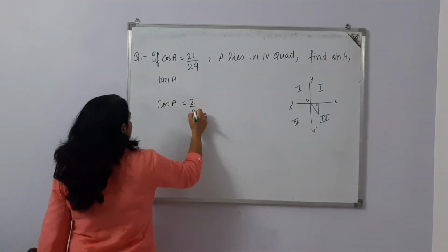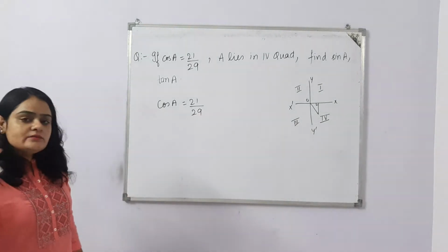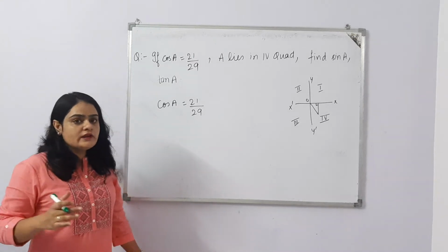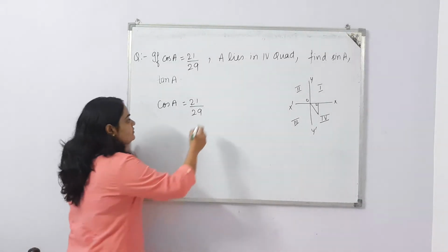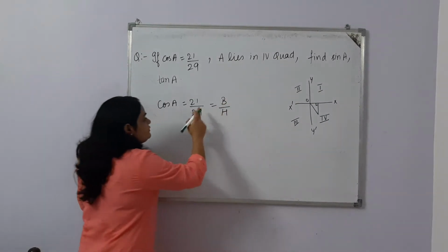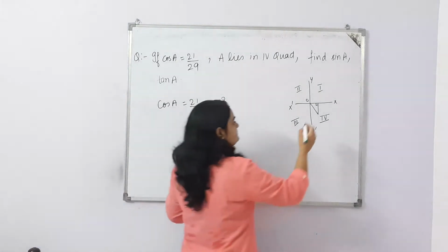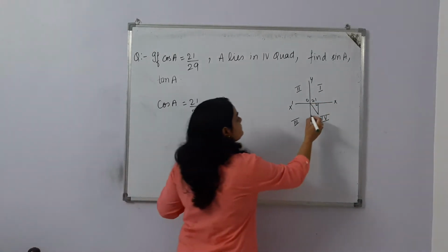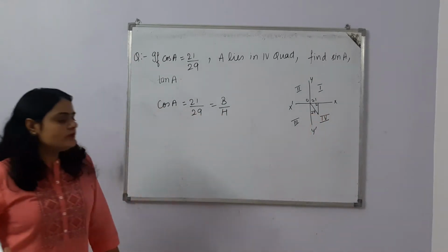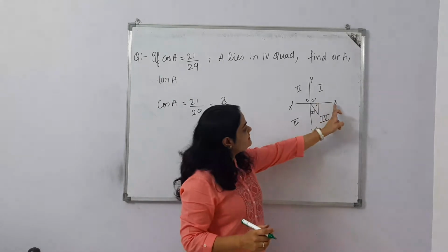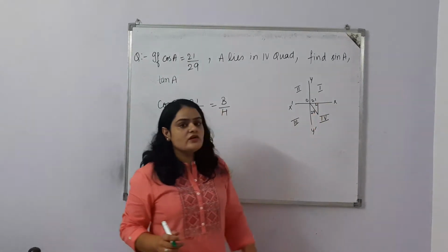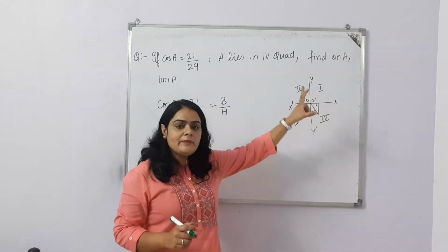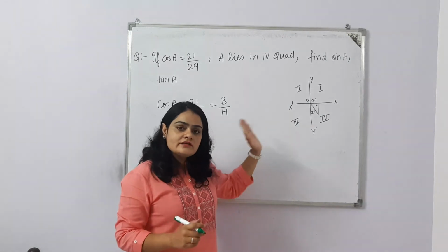is 21 by 29. With that rhyme we learned, Pandit Badri Prasad har har bole sona chandi tole. So we know that cos value is b by h. So base is 21 and hypotenuse is 29. Of course, this is on the positive x-axis, so base will be positive, and hypotenuse is also positive. But we are getting the value as perpendicular, it will be on the negative side of the y-axis.